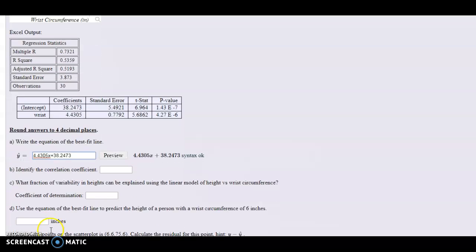All right, let's go down a little bit. The correlation coefficient is our r value, right? So it's this number. And the coefficient of determination is just r squared. And so let's talk about these two numbers briefly.